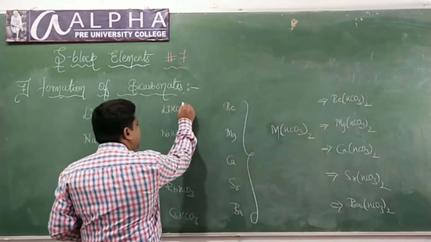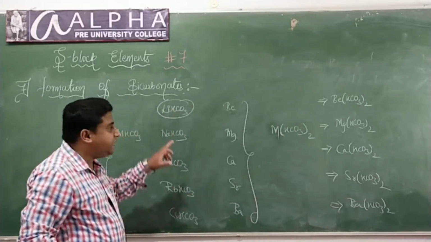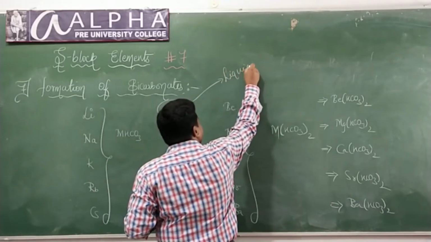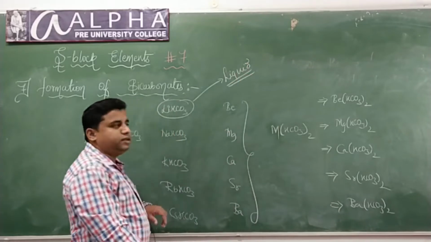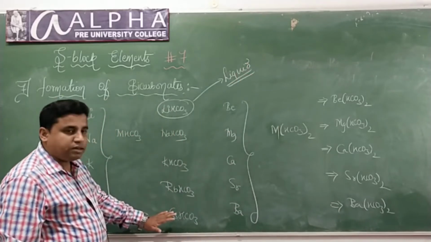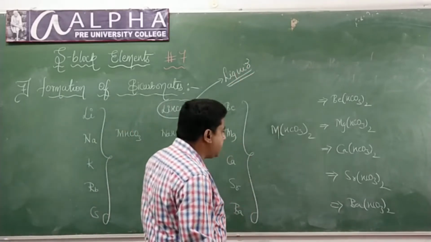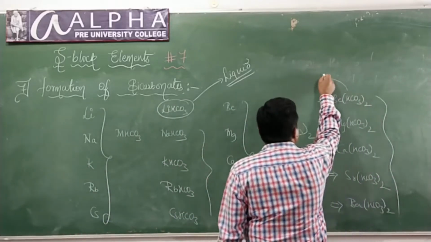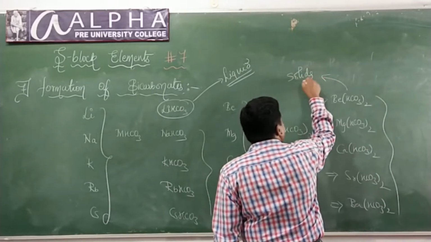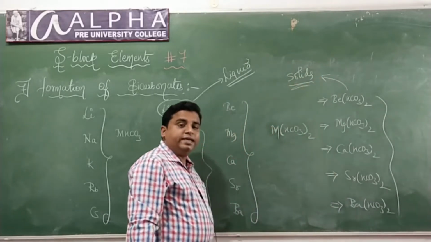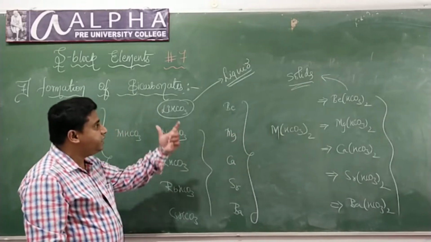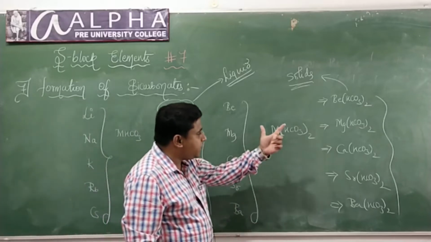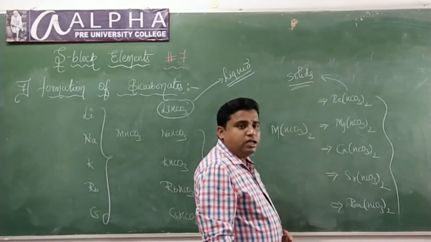Except lithium bicarbonate, which is a liquid, all other bicarbonates of alkali metals and alkaline earth metals are solids. Are you getting my point? Only lithium bicarbonate is a liquid, whereas the bicarbonates of all other alkali metals and alkaline earth metals are solids.